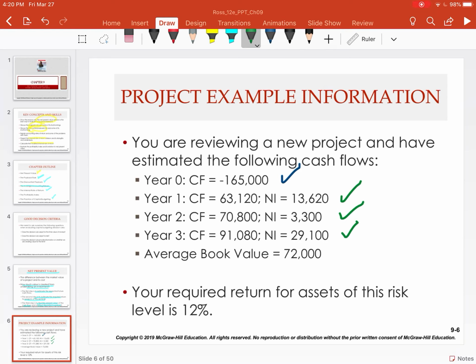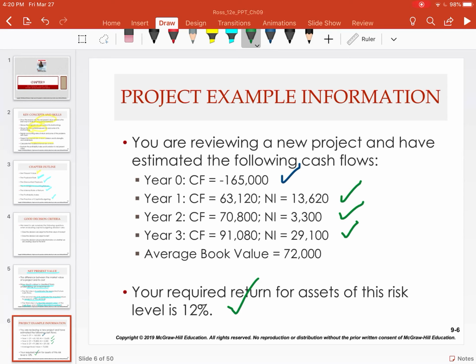So you are reviewing this new project, and you have estimated those following cash flows, and so we're going to be looking at, does this make sense for us to invest in this project, okay. Notice the required return here of 12%, okay.